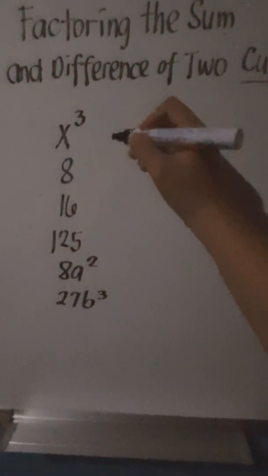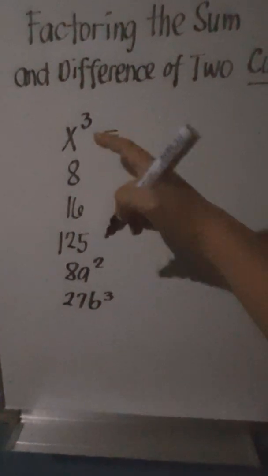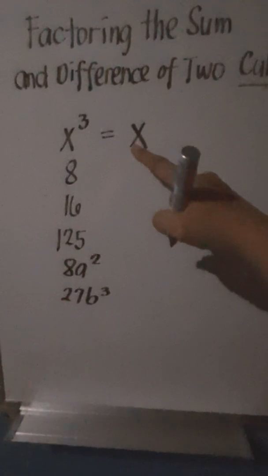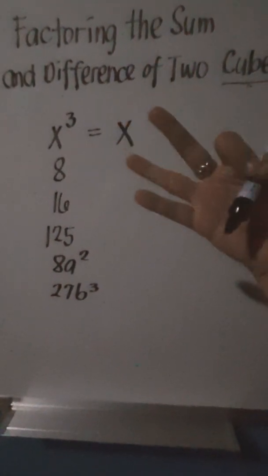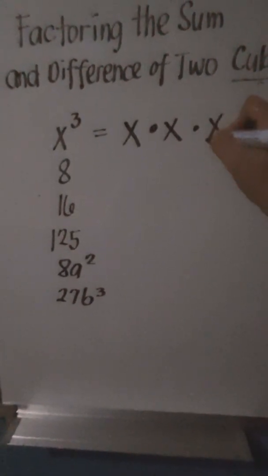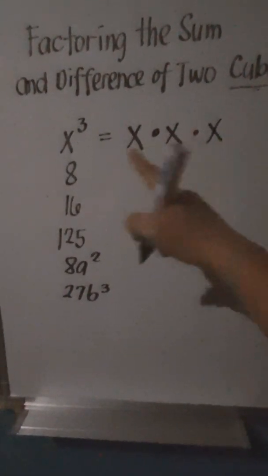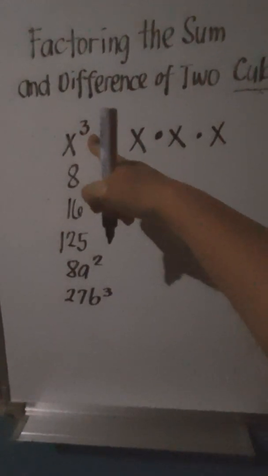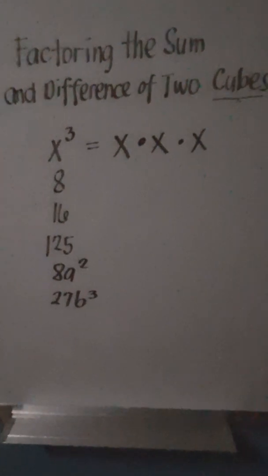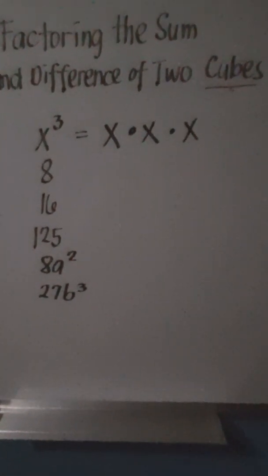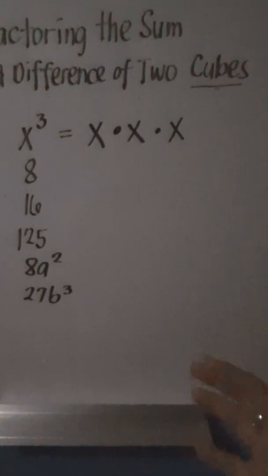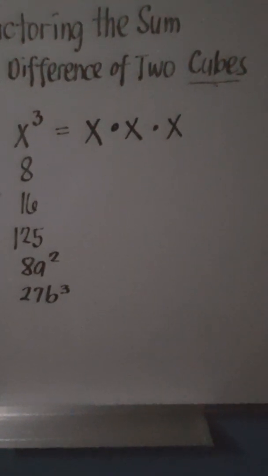X cube or x to the power of 3 is the product or the result that you will get if you multiply x by itself three times. So x times x times x, 1, 2, 3, that will give you x cube. So this factoring technique, factoring the sum and difference of two cubes, will only work if we are dealing with cubes. So what other numbers or polynomials are cubes?